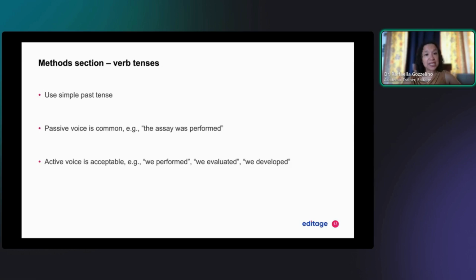The verb tense is past because you are describing a procedure that you already adopted. The common voice is "the assay was performed," and this is an example. But the active voice is also acceptable, like "we performed, we evaluated, we developed." And I wanted to highlight this "we," because in science, there is not me and you, it is we collectively, because we achieve a result just if we join forces and collectively produce what we aim for.